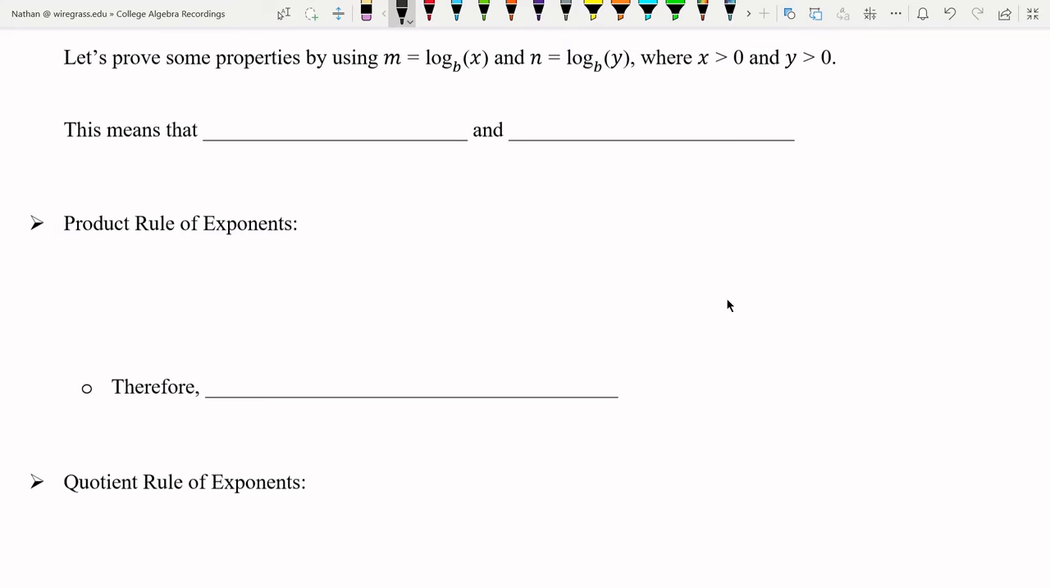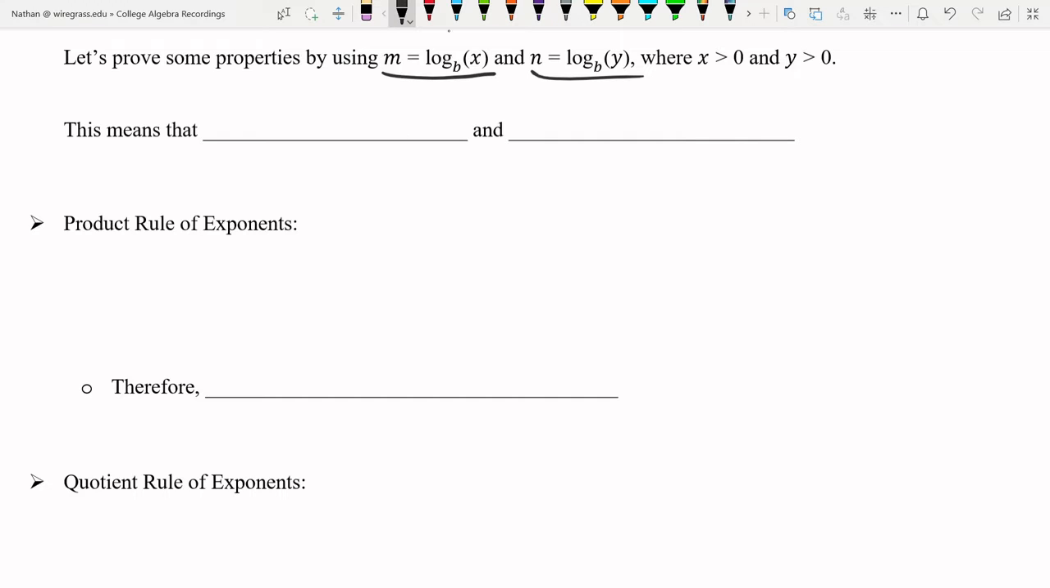Let's prove some properties of logarithms. We're going to use this fact: m equals log base b of x, where of course b is any base that's allowed. And n equals log base b of y, while log base b of x gives you m. Of course, x and y have to be greater than 0. If they're not, then you can't have this.